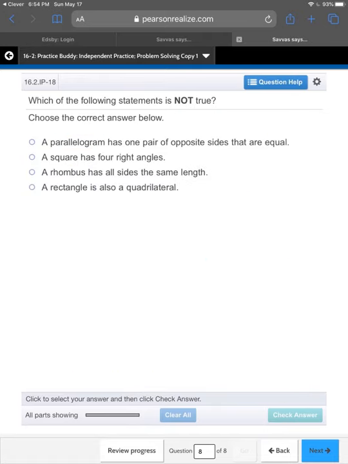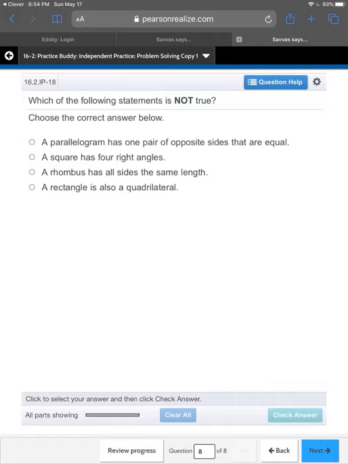To do the last one for the buddy independent practice. Or did I already do it? I think this is the last one. Or did I only have 8 questions for this one? Anyway, I'll do this one. If it's the first one on the next one, then so be it.